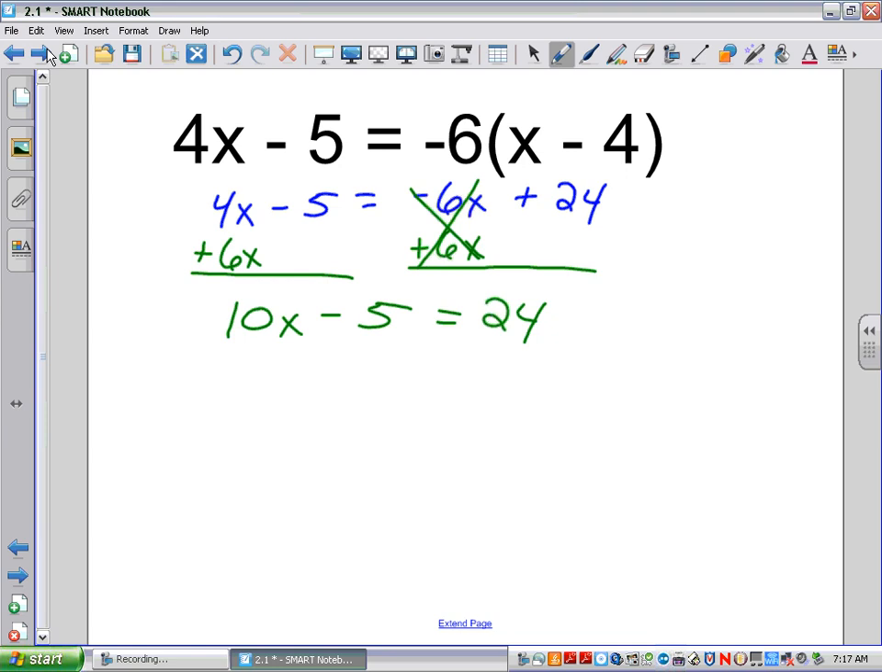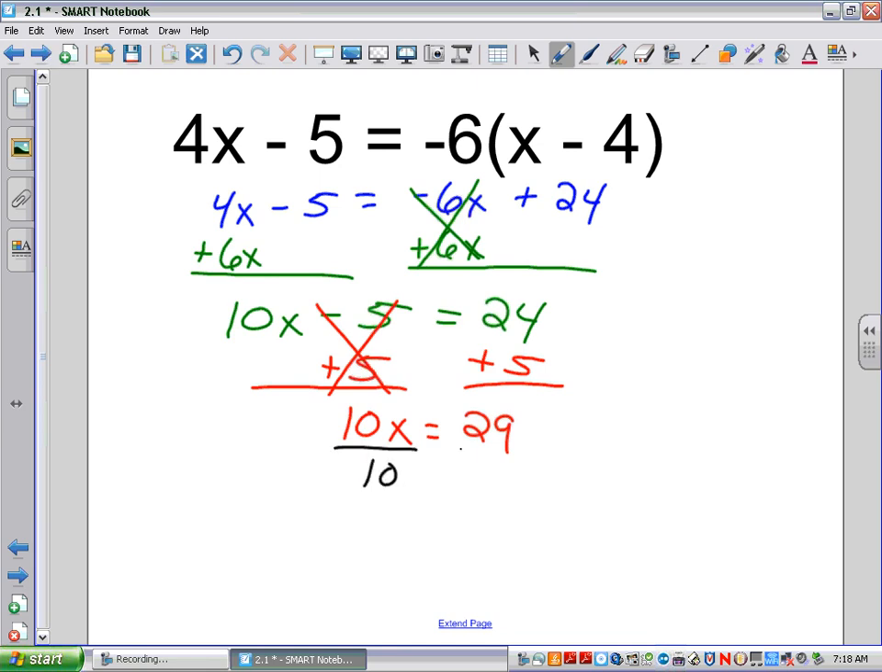Then what? Add 5. Add 5 to both sides. Mark out your opposites. So I'd have 10x equals 29. Divide by 10.